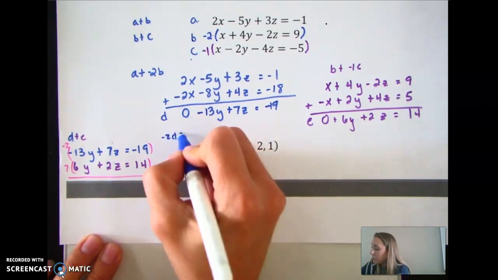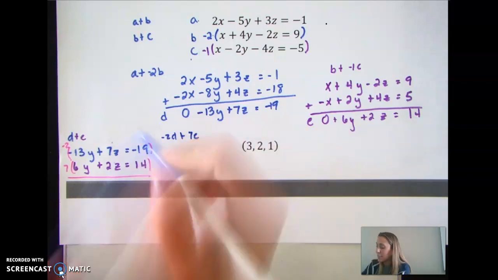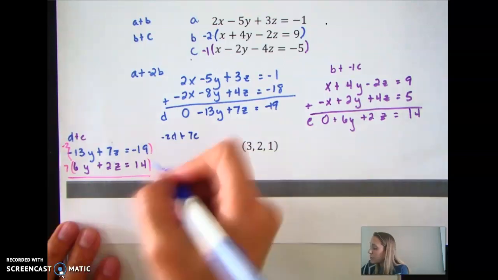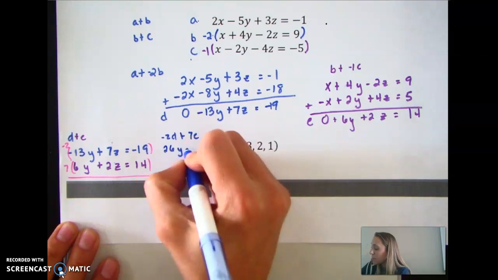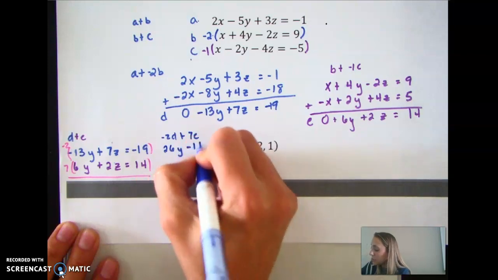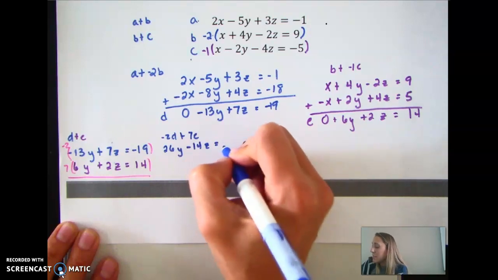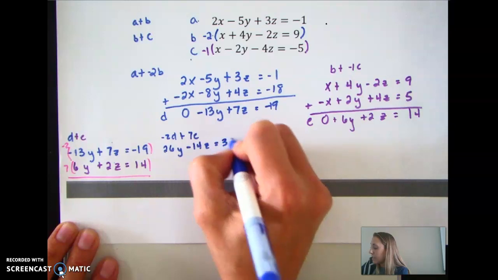So now I'm really doing negative 2d plus 7e. That's what I'm multiplying. So I'm going to get negative 2 times negative 13, which is a positive 26y, minus 14z is equal to positive 38.